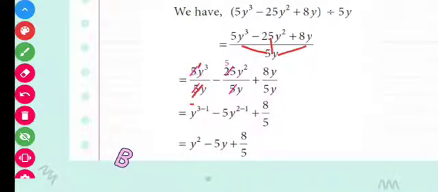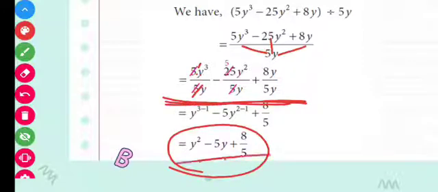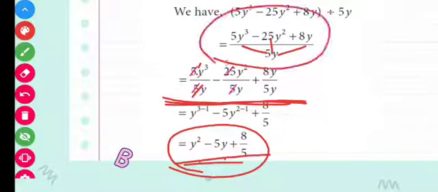5 gets cancelled, y cube by y gives you y square. 5 and 25 get cancelled as 5, y square by y gives you y. So y gets cancelled, 8 by 5 remains as 8 by 5. So this is simple once it is done this way. But here you have to take this 5y and split it into 3 equal parts.